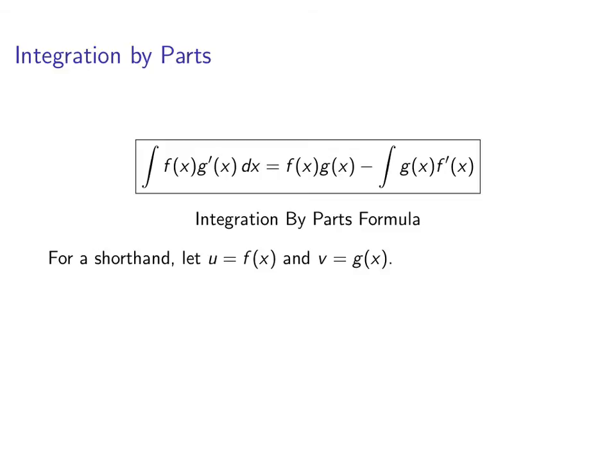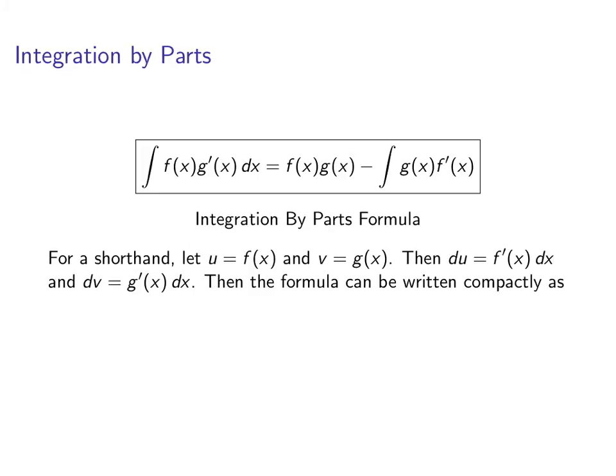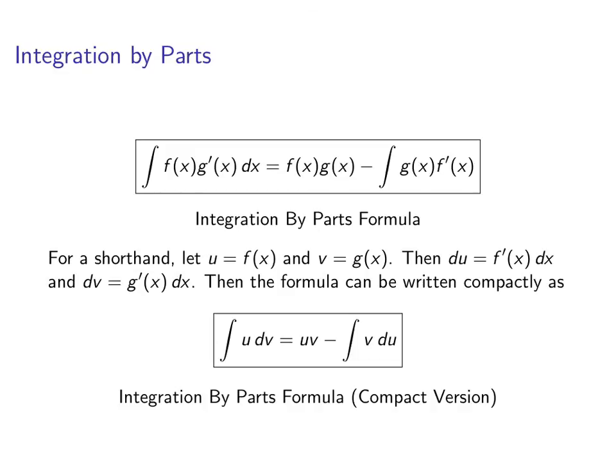And we're going to write a shorthand notation for this. Instead of writing f of x and g of x, let's call f of x u, let's call g of x v, and then I can say that du is equal to f prime of x dx, and dv is g prime of x dx, and that allows us to write this in a much more compact way. This is our new integration by parts formula, that the integral of u dv is equal to uv minus the integral of v du. And as I said, this is just a compact version of the same formula. You can remember it either way, it doesn't really matter. Okay, that's all for now.